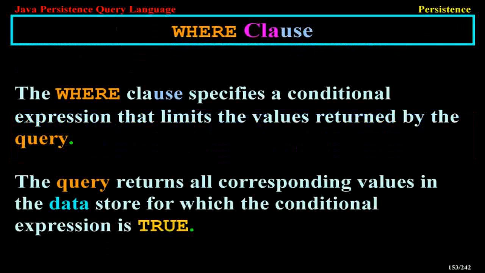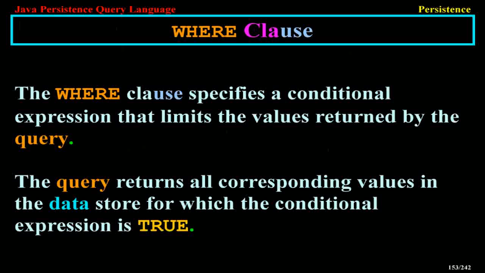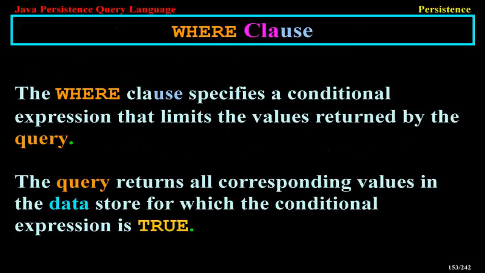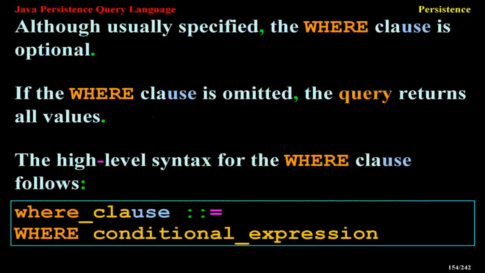Sport equals soccer. Where clause. The where clause specifies a conditional expression that limits the values returned by the query. The query returns all corresponding values in the data store for which the conditional expression is true. Although usually specified, the where clause is optional. If the where clause is omitted, the query returns all values.